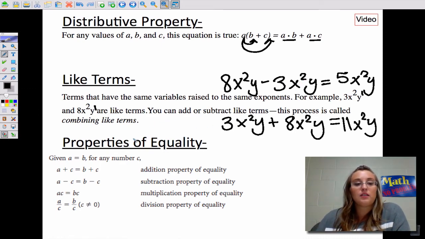And then the last one is some properties of equality. These are what we're going to use in the next section when we start solving equations. So if A equals B, so if A and B are the same thing, for any number C, then you can do this. You can add C to both sides. You can subtract C from both sides. It's going to stay the same. You can multiply both sides by C, or you can divide both sides by C.